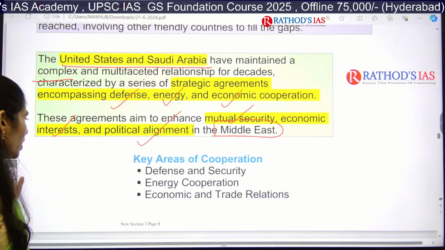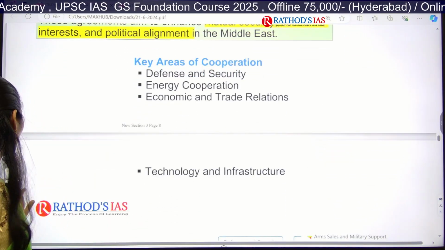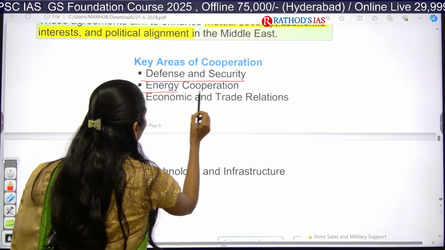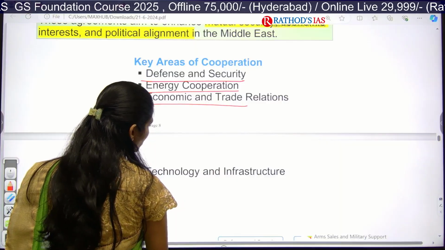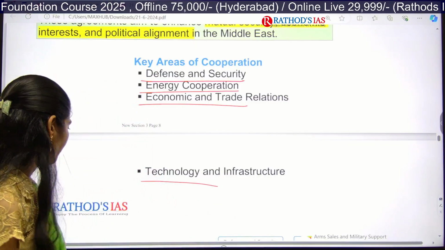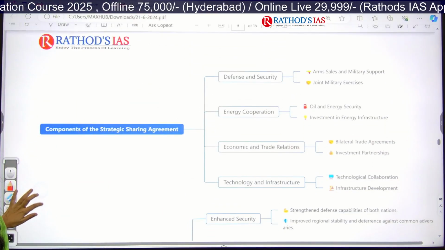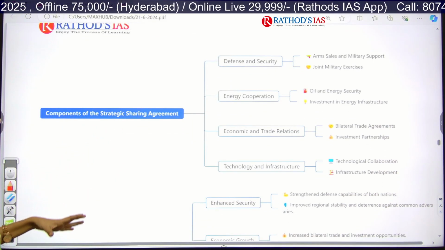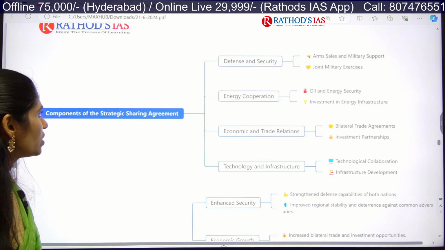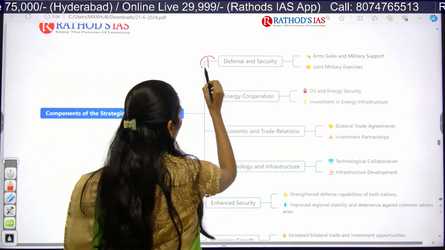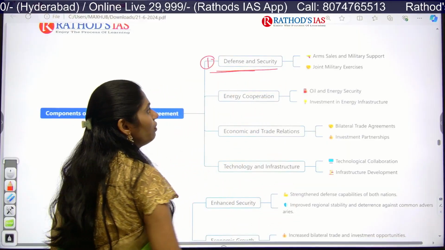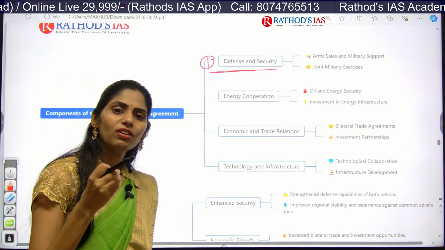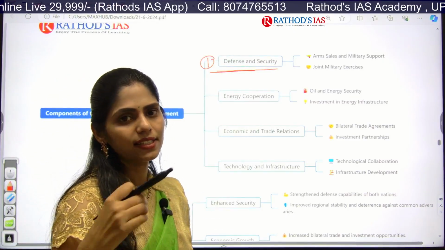Okay. So what are the key areas of cooperation? There are 4 important areas. First one is defense and security, energy, economic and trade relations, and technology and infrastructure. Okay. Now let us see this mind map. What are the components of this strategic agreement? First, they are focusing on defense and security. Under this, they will focus on arms sales and military support for these 2 countries, and they will also be conducting some joint military exercises.